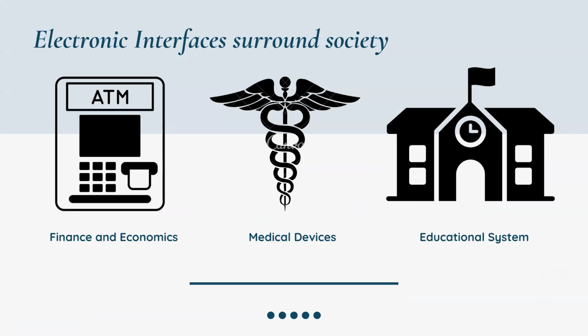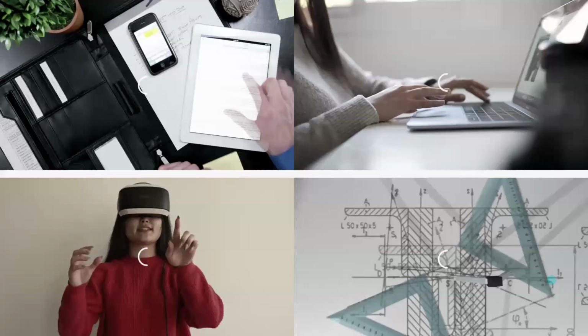Electronic interfaces are everywhere, on our phones, in ATMs, medical devices, and workplaces. They serve a broad range of users, from children to the elderly, and from tech-savvy individuals to those who struggle with technology. Today, we will explore how interfaces have evolved, their core design principles, how they have impacted different user groups, etc. Let's begin with an introduction to this topic.